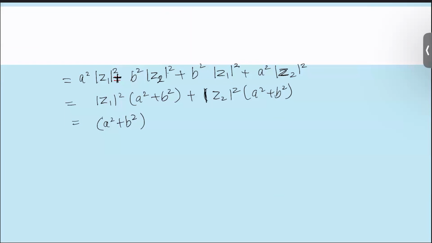Okay, and you put these two terms together, as we have taken the entire a squared plus b squared as the common one. So what you get is z1 squared plus z2 squared. So this is what we get. This is the final result, or the final solution.